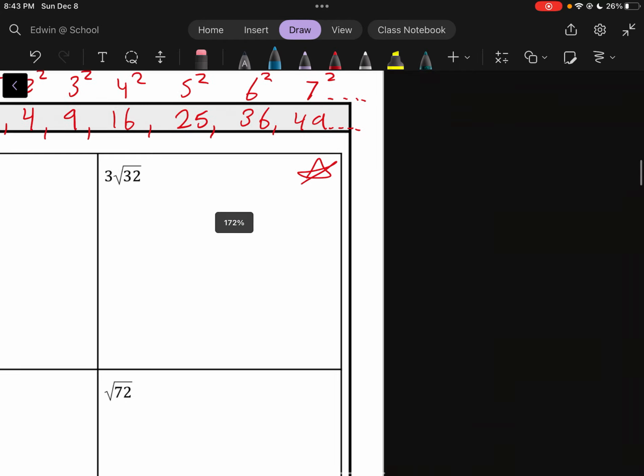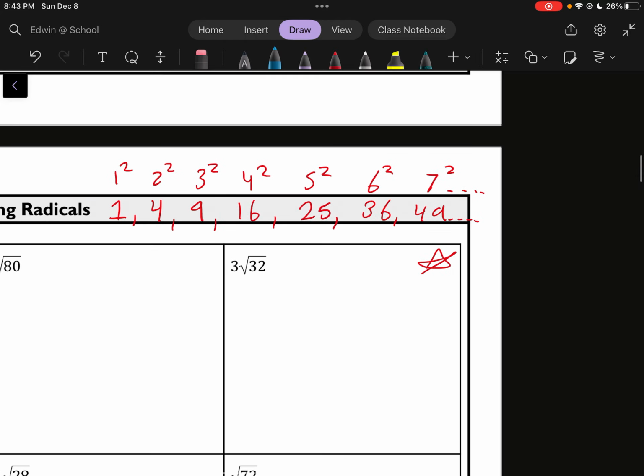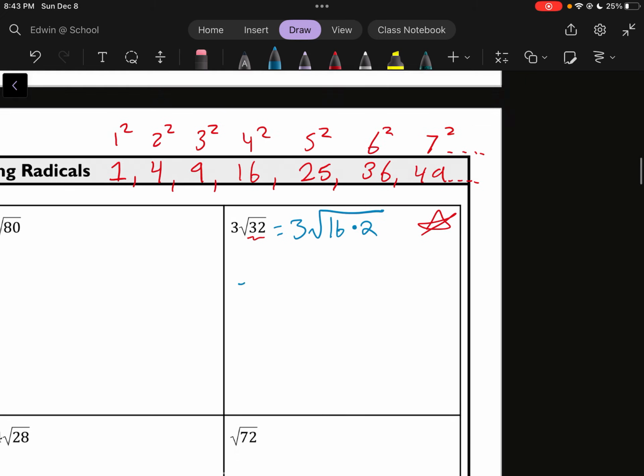And now, let's move on to this next one over here. So 3 times square root 32. I'm just going to write that 3 because it's on the outside. Now what I'm going to ask myself is 32. Okay, that's my radicand. That's the number I have on the inside. What's the biggest number I could divide by that is a perfect square? I could divide by 4. I could also divide by 16. So 16 divides into 32 2 times. Like that.